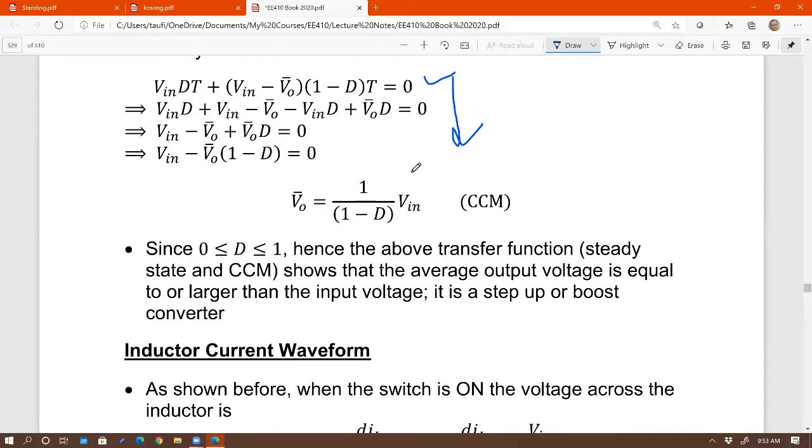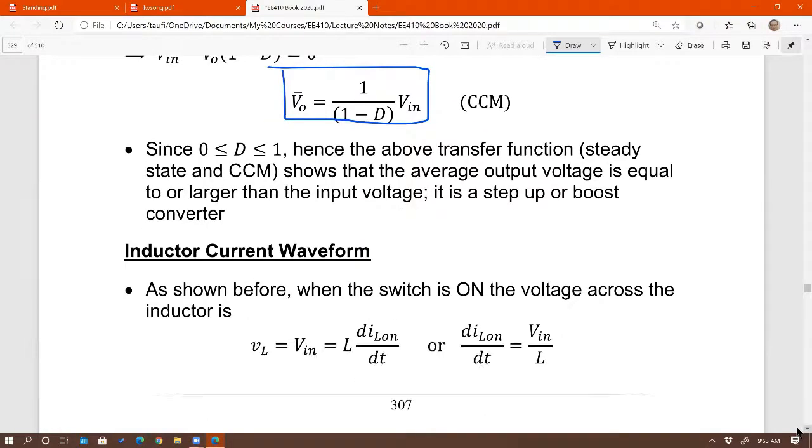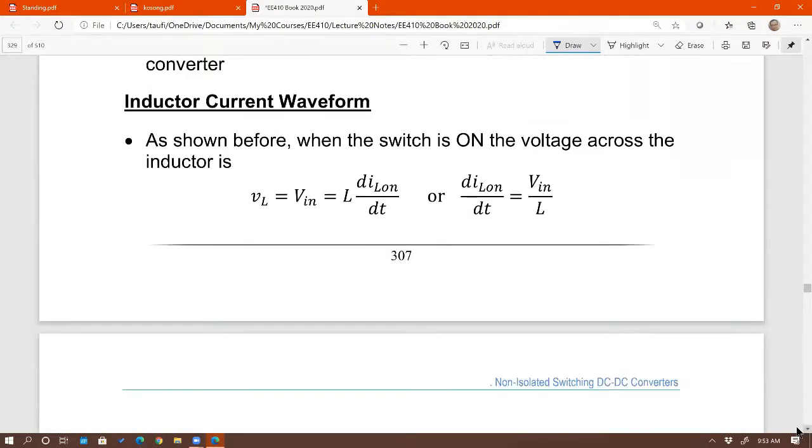All right, so for a boost converter, that's what we have, right? And we learned that since duty cycle is from 0 to 1, output voltage is always higher than the input voltage. That makes it a boost converter, meaning a step up converter, right? Output voltage is always larger or higher than the input voltage. Nice, right? A buck converter is the opposite.